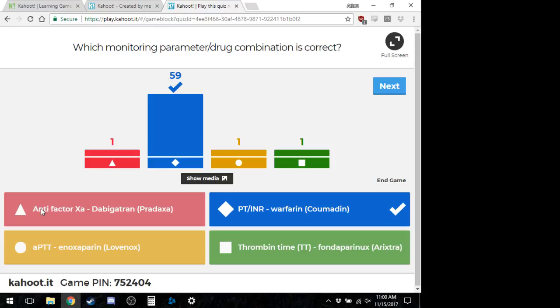APTT, what's that used for? Heparin, right? Just heparin, right? APTT, heparin, that's what you should think of. Enoxaparin we would use. It's a low molecular weight heparin we would use.